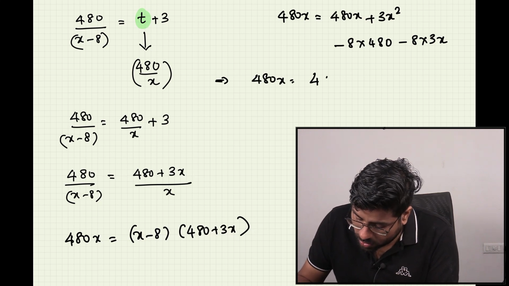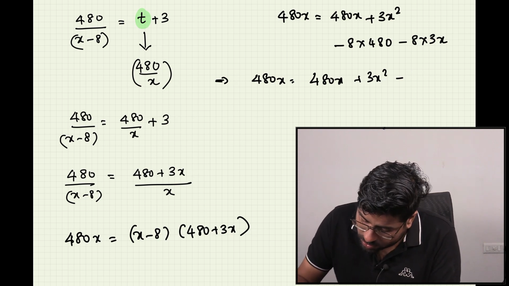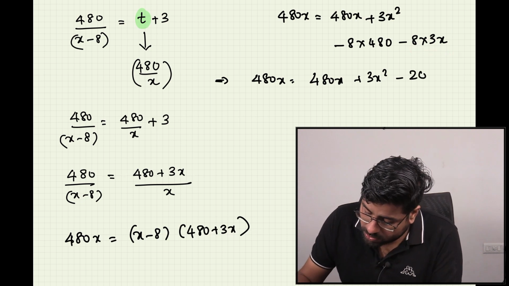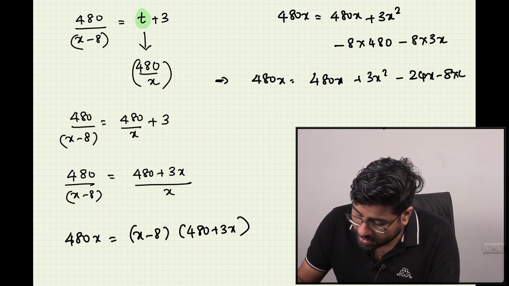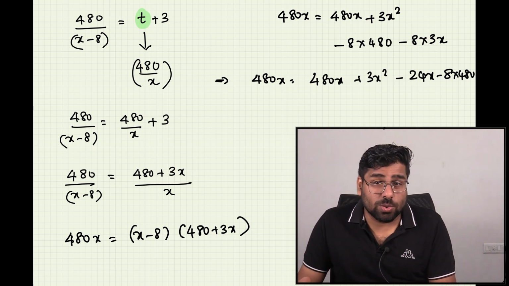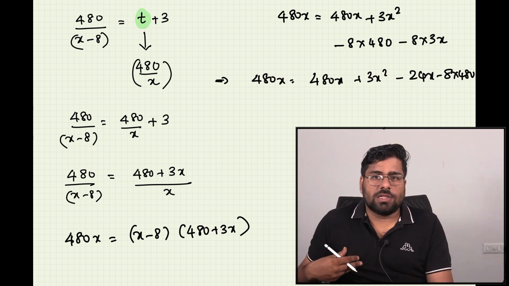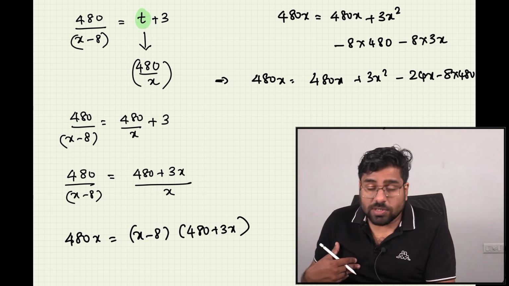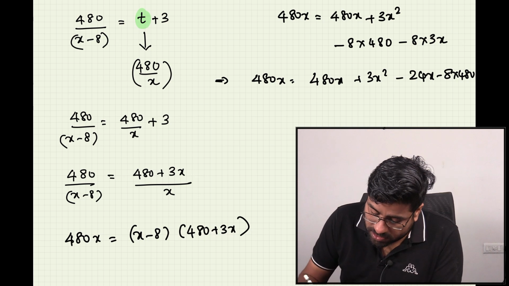The expression goes like this. 480x is equal to 480x plus 3x square minus 8 into 3, which is going to be 24, that is minus 24x minus 8 into 480. I'm not multiplying 8 into 480 right now. You might have noticed that, right? I'm not multiplying because I don't like multiplication. I always tend to do the large multiplications at the end because I am pretty sure that I'll be able to cancel something out. So I'm an optimistic person. I don't like doing multiplications as easily. So I'll try to always cancel things out.